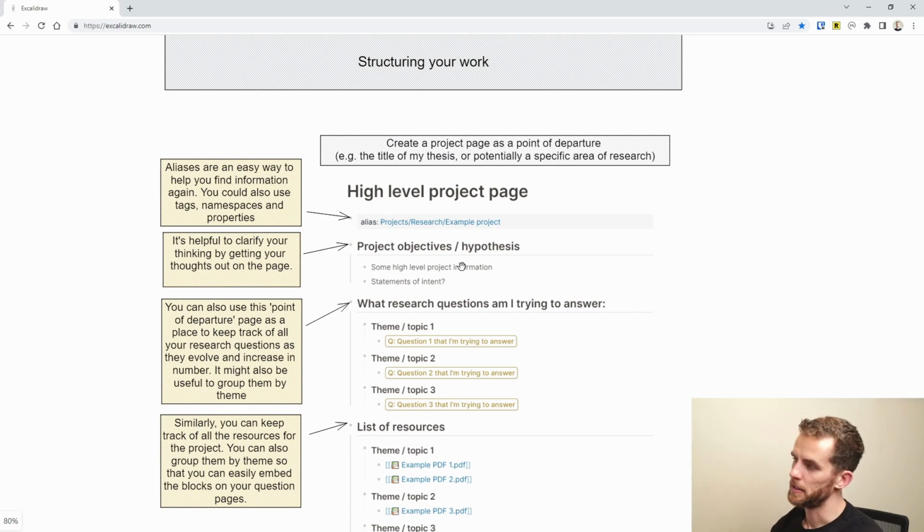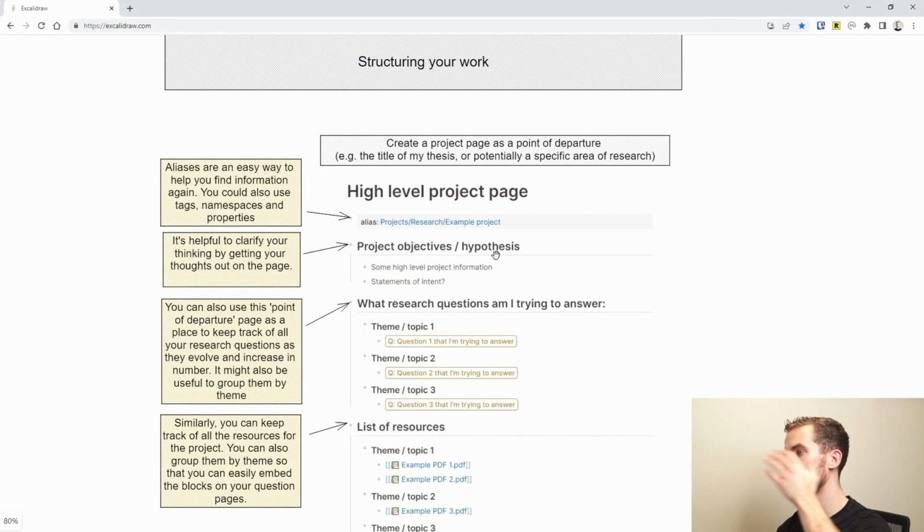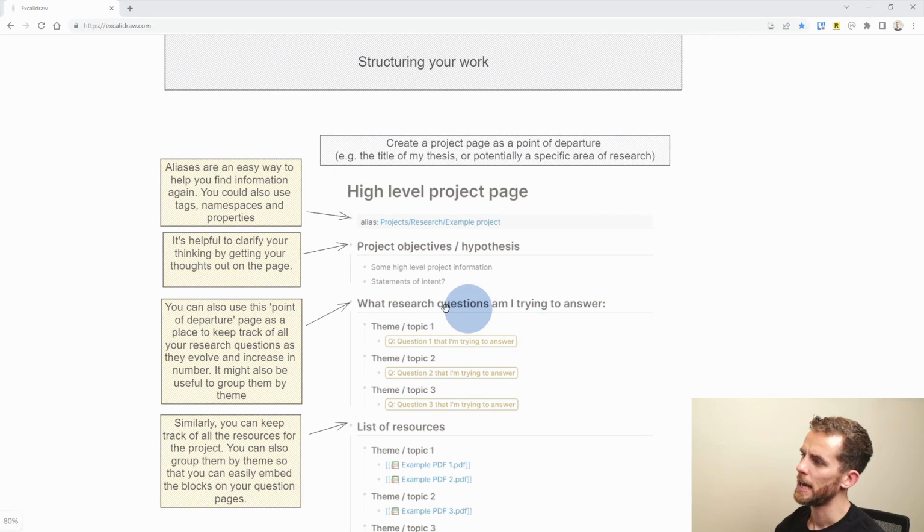I've indicated this breakdown here. So I've added some project objectives, hypothesis, just to force me to clarify my thinking. This is something which I wish I had done in my thesis, as I say, but yeah, alas, such is life. And then I start collecting some research questions in different areas. And you can see here, I've broken them down into 3 different themes.